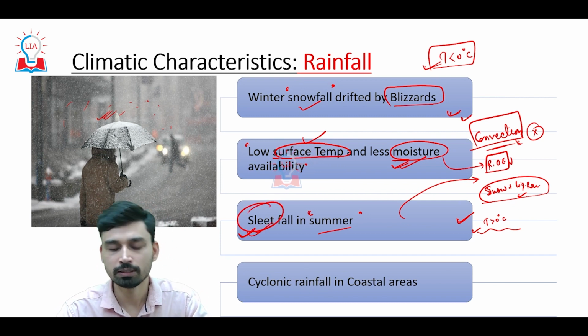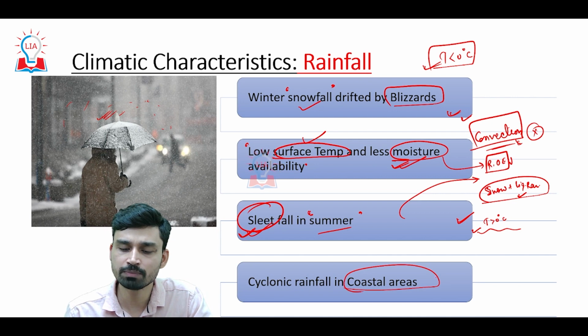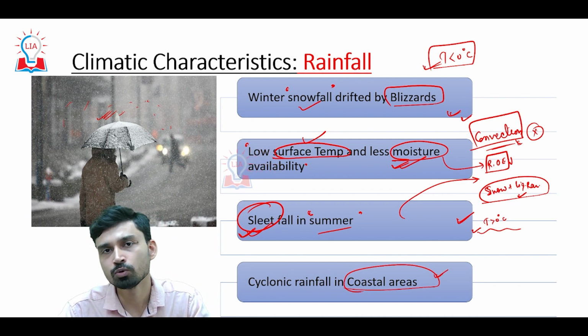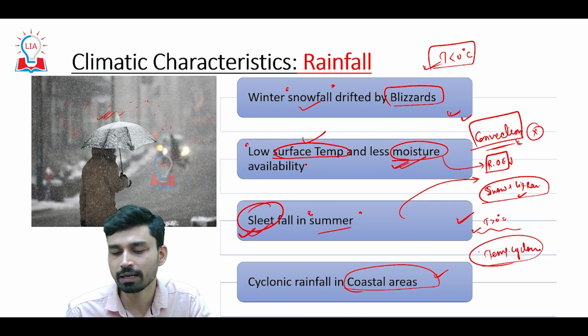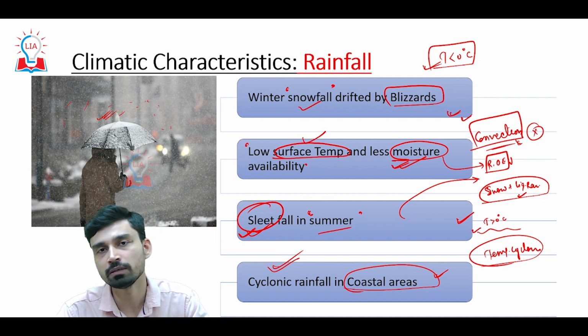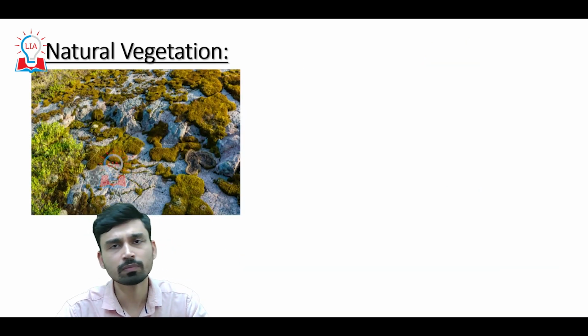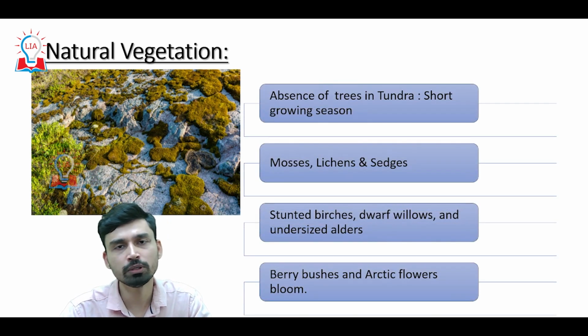On the other hand, if you look at the coastal areas of this particular climatic zone, because coastal areas are influenced by the temperate cyclones that develop in this region, cyclonic rainfall to some extent is observed in these areas. So that is about the temperature as well as the rainfall. Now, what about the natural vegetation?